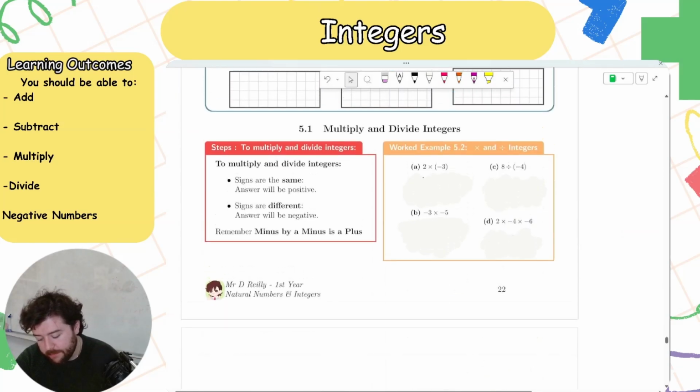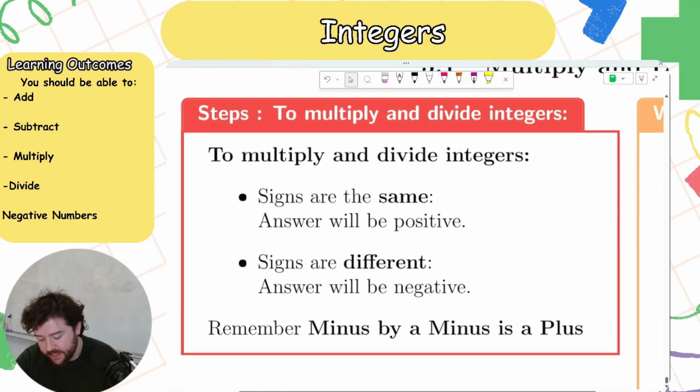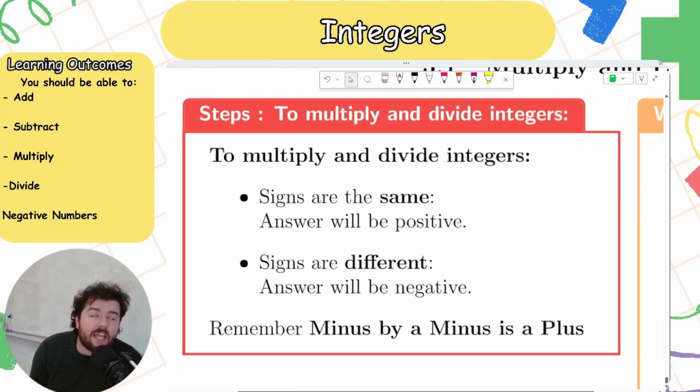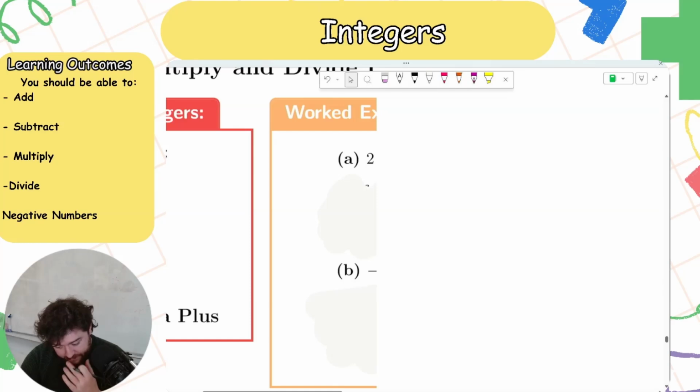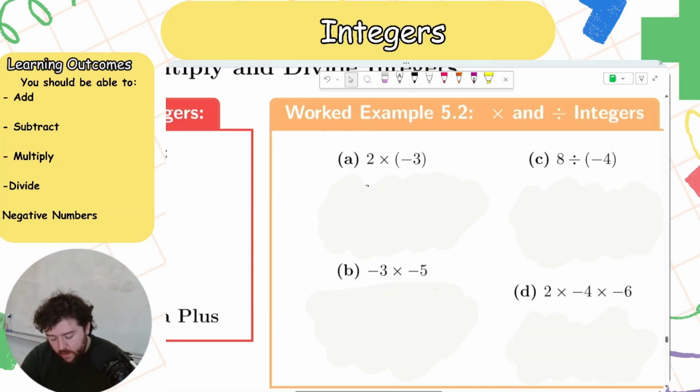Now, multiplying and dividing integers. If the signs are the same, my answer will be positive. If my signs are different, my answer will be negative. What we need to remember is minus times minus is a plus. So let's have a look here: 2 times negative 3. They're different signs, so my answer is negative.